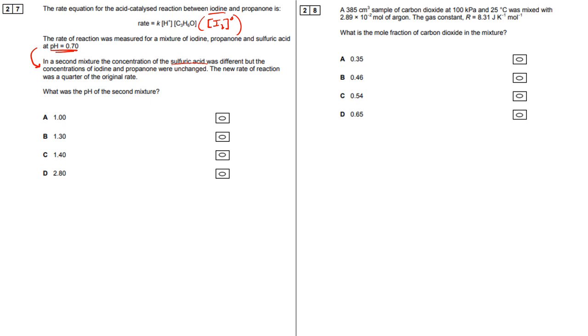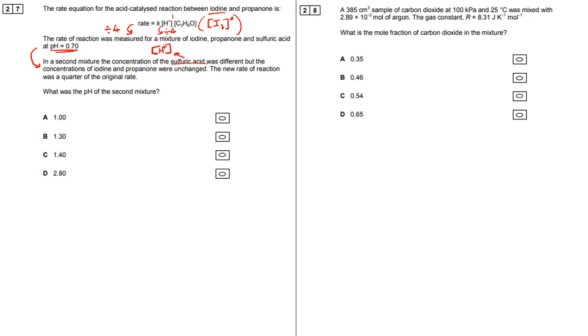First one is, okay, what's happening in this second mixture? The acid is changing. Remember, acid is H+. So your concentration of hydrogen ions is changing, but everything else is unchanged. The new rate of reaction was a quarter that of the original rate. So if the rate is decreasing by 4, and hydrogen ions are first order, or it's first order with respect to H+, the hydrogen ion concentration must also be quartered, or divided by 4.